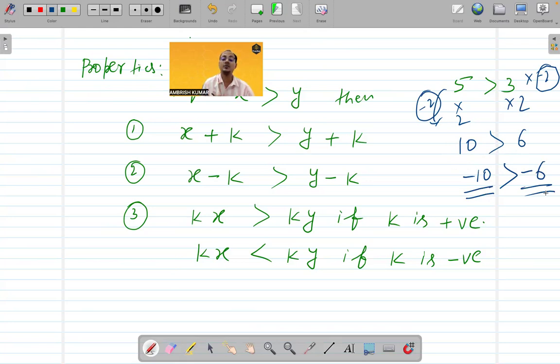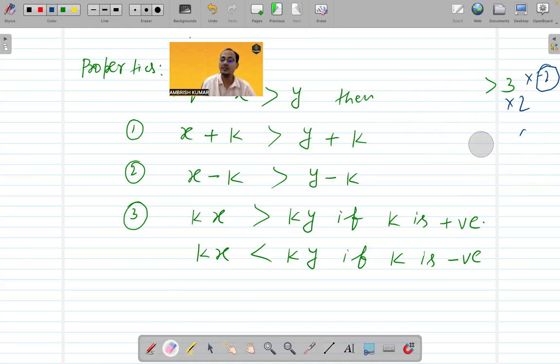Whenever we have a situation where we multiply a negative constant on both the sides of the inequation, the greater than symbol will change to less than, and the less than symbol will change to greater than symbol. Clear? Now see the interesting thing here.